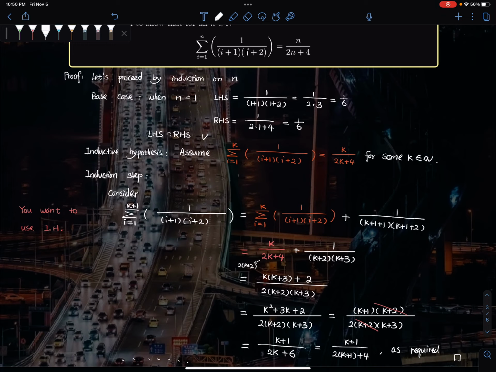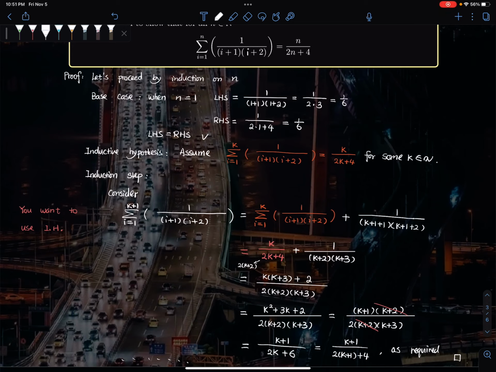You have a base case. Your base case depends on what you need to prove, okay? For example, if they ask you to prove for all natural numbers, then you start with 1 because the first natural number is 1. If they ask you to prove for all natural numbers greater than or equal to 3, then you start with 3, okay? Your base case depends on what you need to prove.